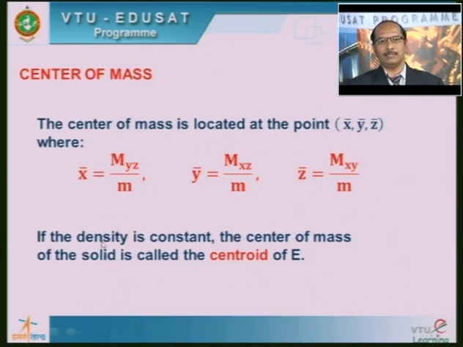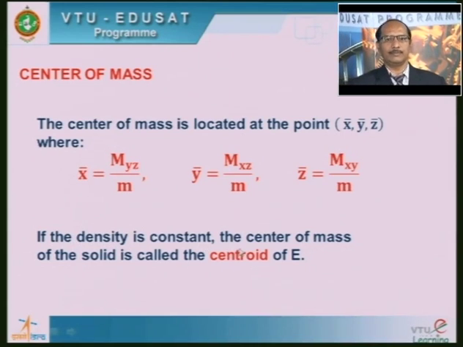If the density function is constant, then the center of mass of a solid is called the centroid of the region E. If the density function is a constant function, then this center of mass is nothing but the centroid of the region E.